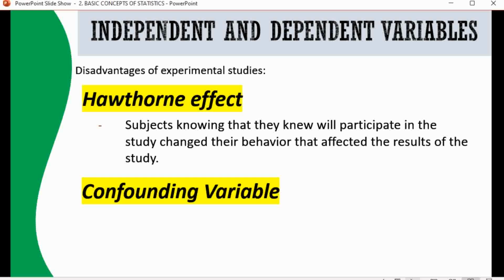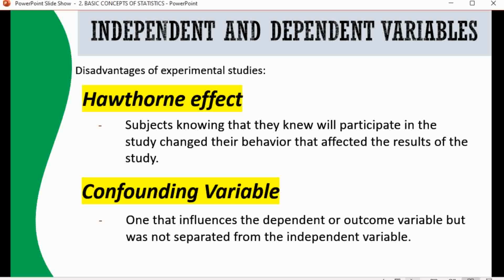That's Hawthorne effect. The other one is the confounding variable, and it's very important. This is the reason why you would like to limit the generalization of your study, because of the confounding variable in any research or study. Confounding variable is the variable that is not actually part of your focus in the study. However, you will include it. However, it will affect the study greatly.